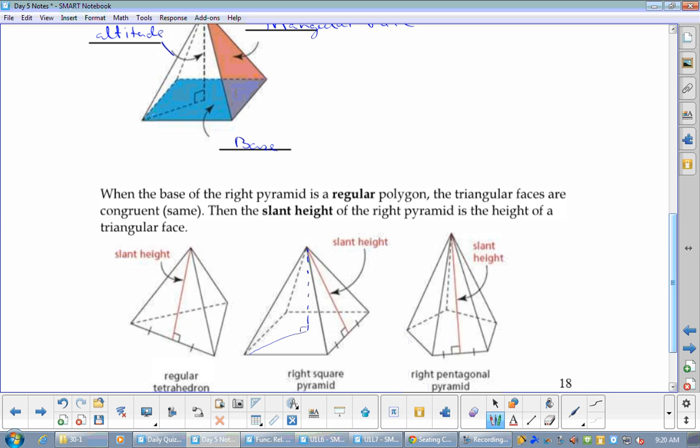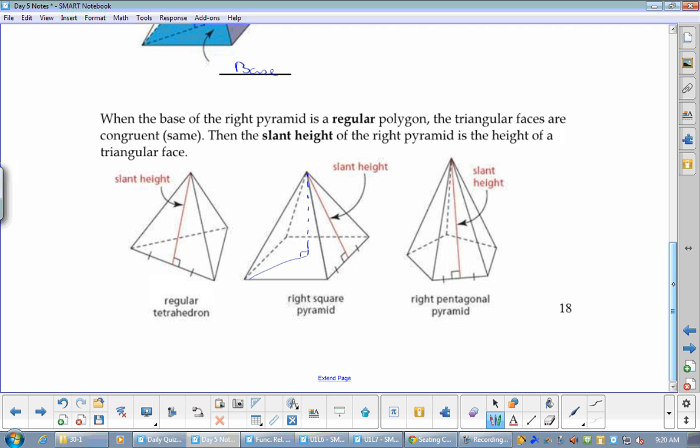Okay? Now, here you can see there's the regular tetrahedron, the right square pyramid. Not right, regular tetrahedron. Tetrahedron is the same thing as a triangle, but the tetra comes from 4 sides. And in a regular tetrahedron, all of these sides should be the same. A right square pyramid and a right pentagonal pyramid.